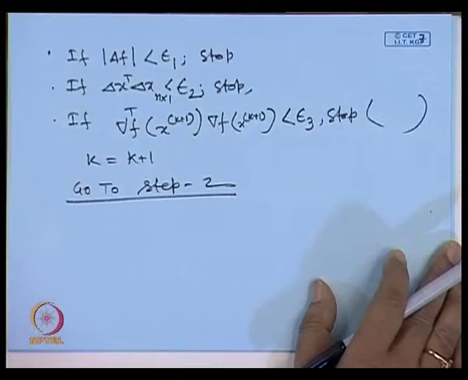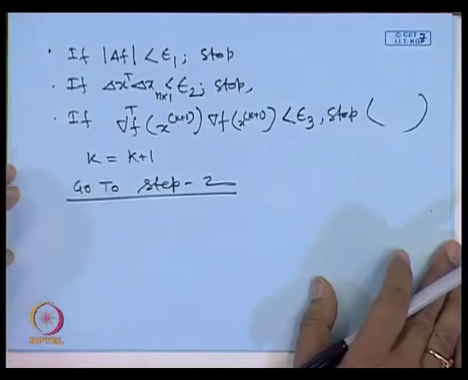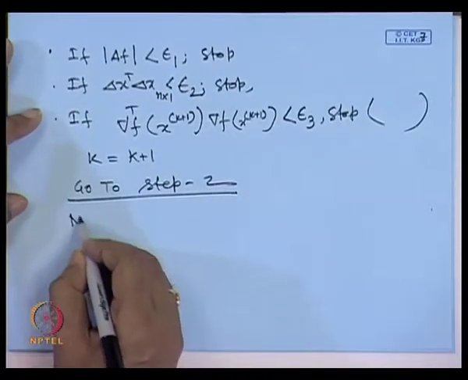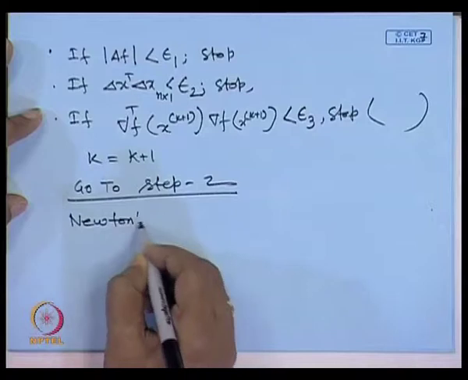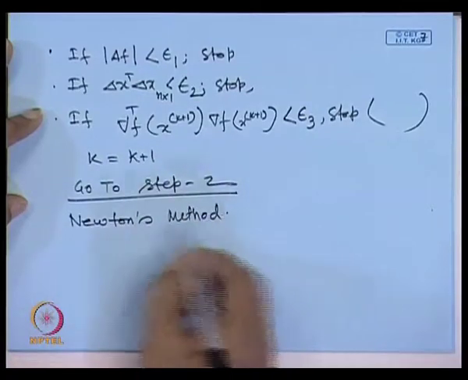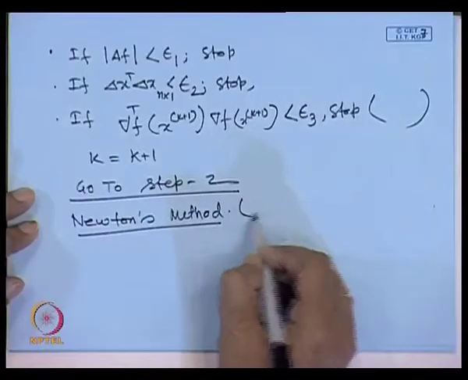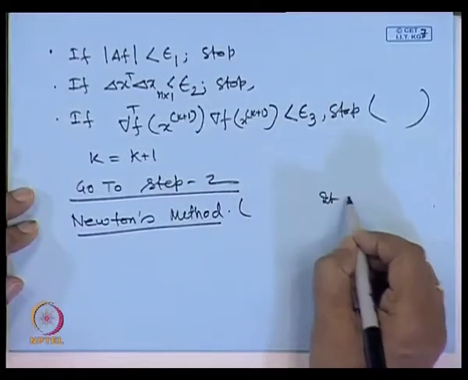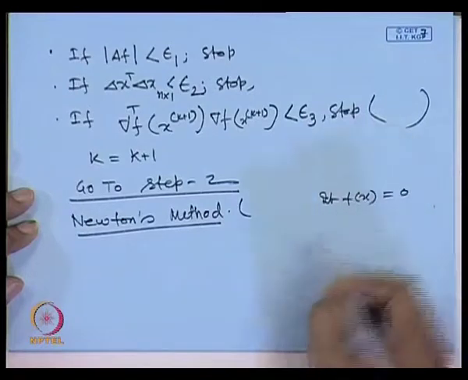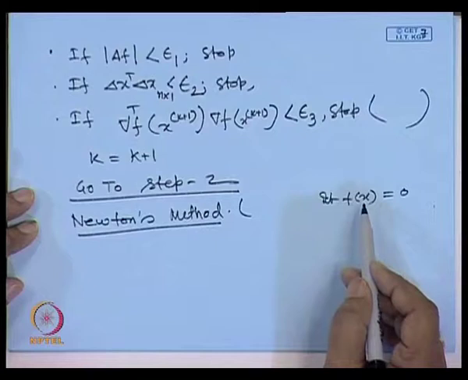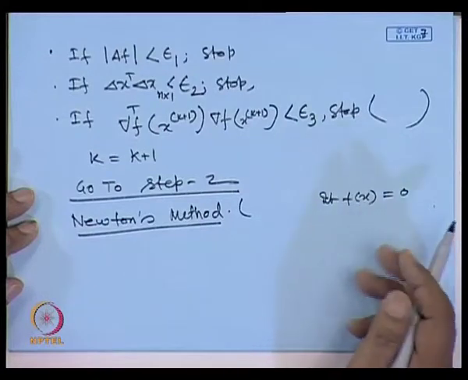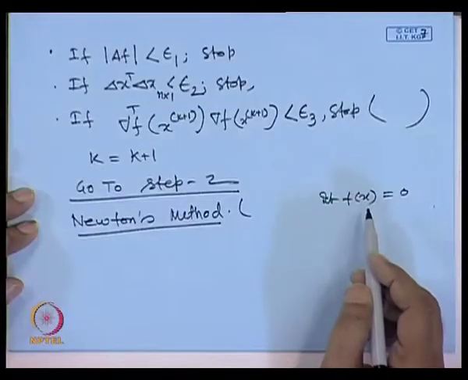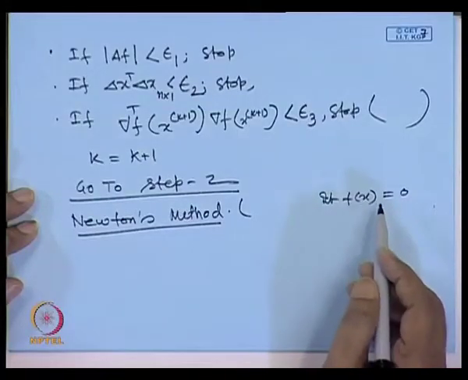So, next is our Newton's method. As you know earlier, if you have a scalar function f of x of a single variable, and I ask you to find the roots of this function f of x equal to 0, then what do we do? We can do it analytically or through an iterative process. One of the iterative processes is the Newton-Raphson method.